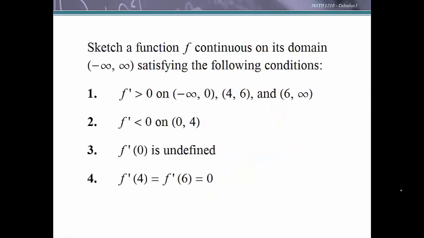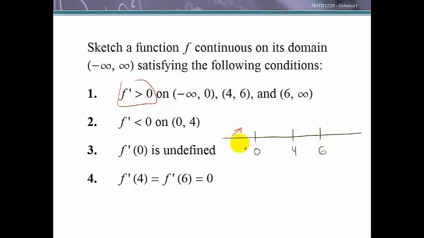Let's sketch a function that is continuous on the domain from negative infinity to infinity that satisfies the following conditions. So we need the derivative greater than 0 on these intervals. So let's go ahead and make us a sketch here. And it looks like we're going to look from negative infinity to 0, then from 0 to 4, then from 4 to 6, and then from 6 to infinity. So the derivative is positive from negative infinity to 0.